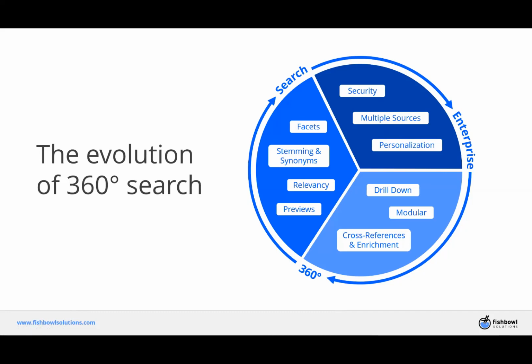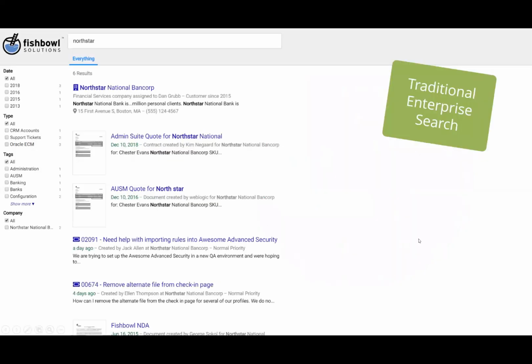So let's take a look. To start, let's take a look at a traditional enterprise search page. You can see here we have a traditional type of enterprise search user interface, and you'll notice some of the things I mentioned on the previous screen. I have my filters. I do have multiple sources, so I can search CRM, support tickets, and ECM, and they're all in one list, mixed together. I have a company, some documents, support tickets, and I have relevancy and stemming. You can see here it's matching North Star, whether or not I have a space, things like that.